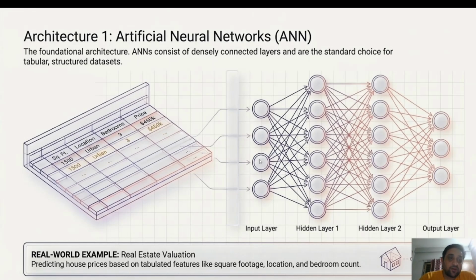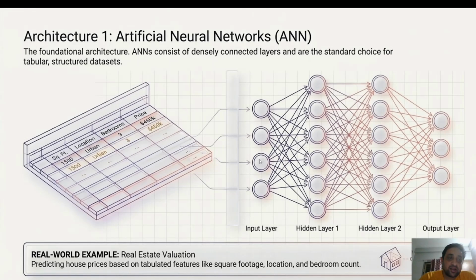The ANN is the foundational design. It consists of fully connected, dense layers. Every neuron in one layer connects to every neuron in the next. Look at the diagram. Tabular data goes in on the left, rows and columns from a spreadsheet. It gets processed through two hidden layers and a prediction comes out on the right.